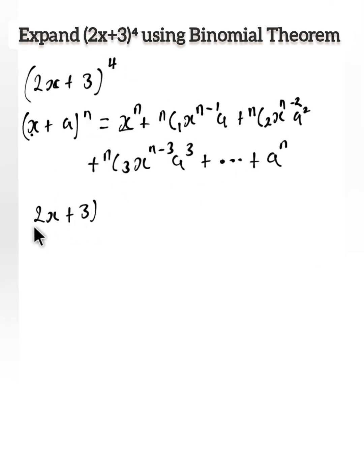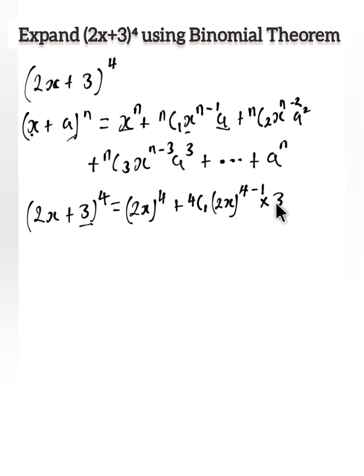Now let's apply this while expanding this expression. (2x plus 3) all raised to the power of 4 becomes x raised to the power n. Since x is 2x, it becomes 2x all raised to the power of n. n is 4, so here's 4 plus n combination 1. Since n is 4, it becomes 4 combination 1 x. This x here is 2x, all raised to the power n minus 1, which is 4 minus 1. Then a, here a is 3, so this is times 3.